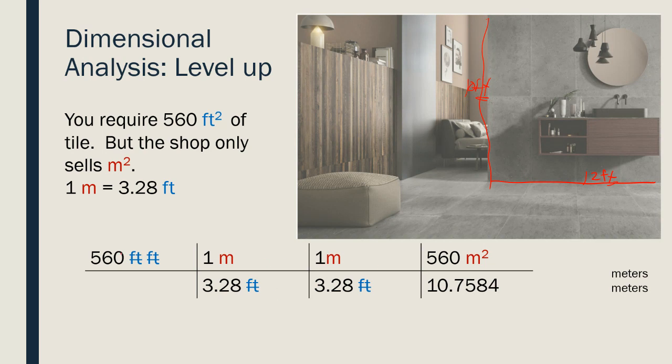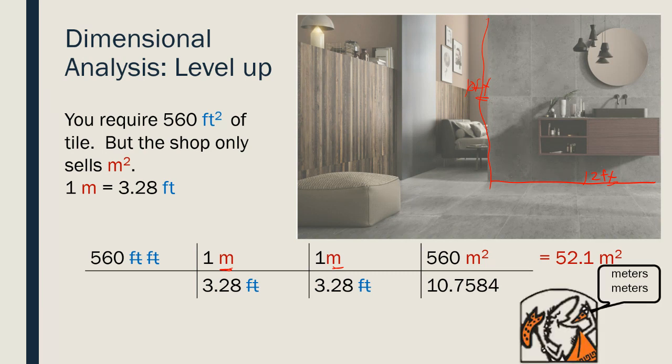And then what you get is multiply the tops. 560 times 1 is 560. The meters has now been multiplied twice, so it's meters squared. And then the denominator, 3.28 feet times, well, feet's gone. So 3.28 times 3.28 is 10.7584. When you divide 560 by 10.7584, you get 52.1 meters squared. So now you know how many meters by how many meters you need, and you can order the tile from Italy.